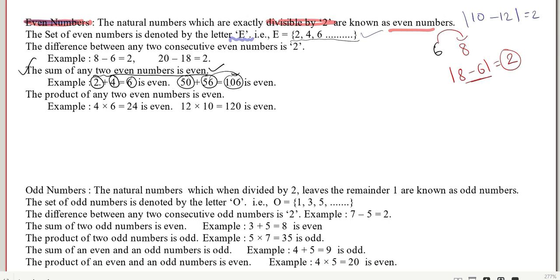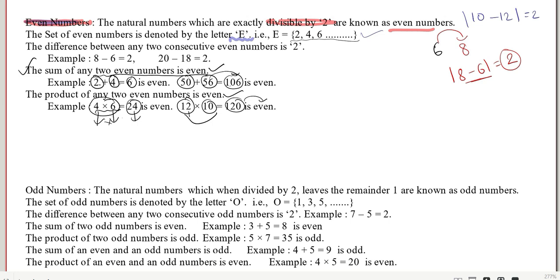In the same manner, the product of any two even numbers is always even. Okay, the product of any two even numbers is always even. If I take even numbers 4 and 6, these two are even numbers. Their product we got as 24. 24 is also an even number. By this, we can conclude that the product of two even numbers is always even.